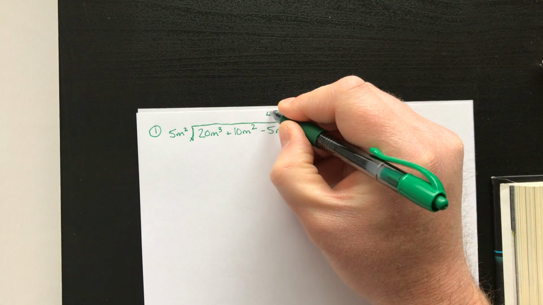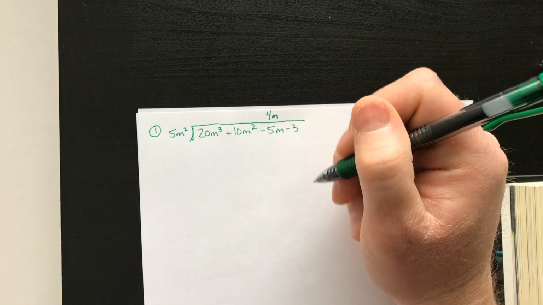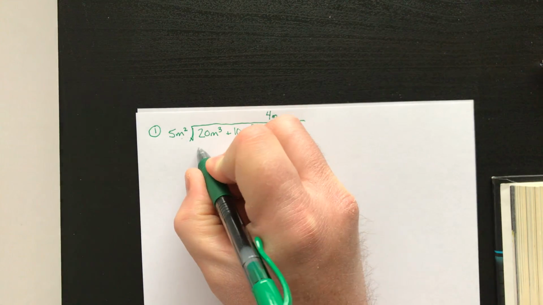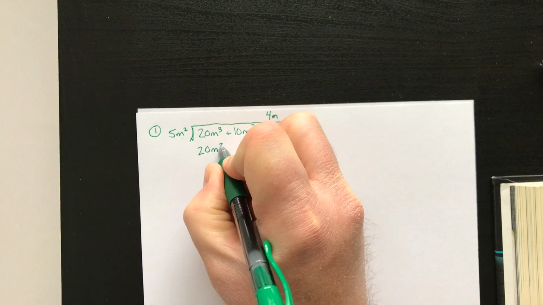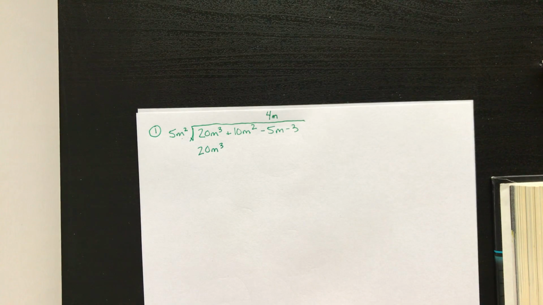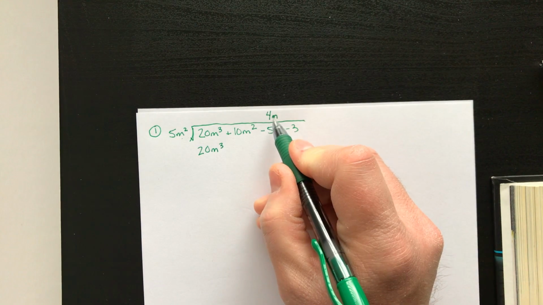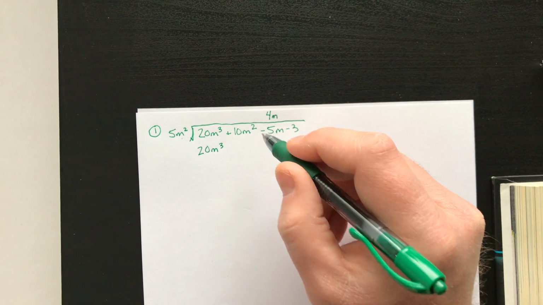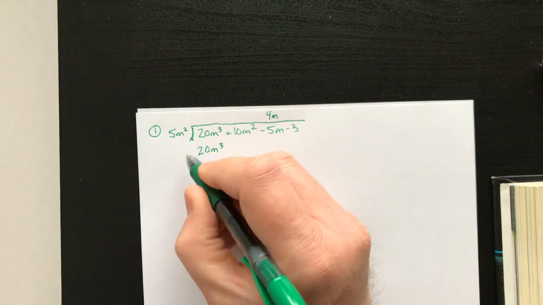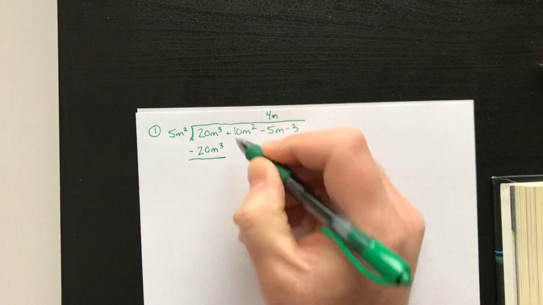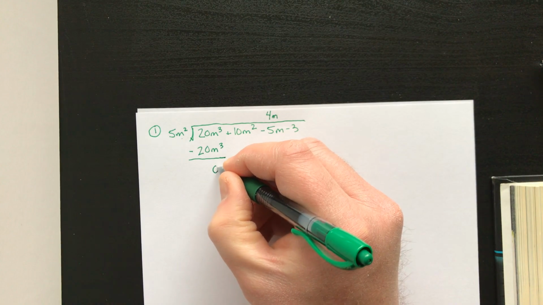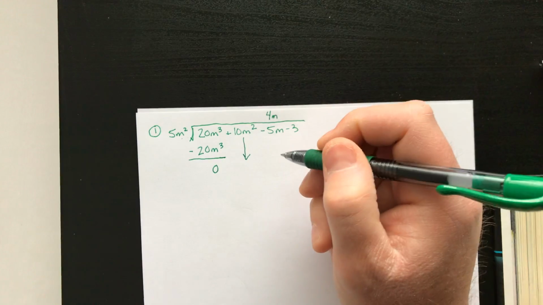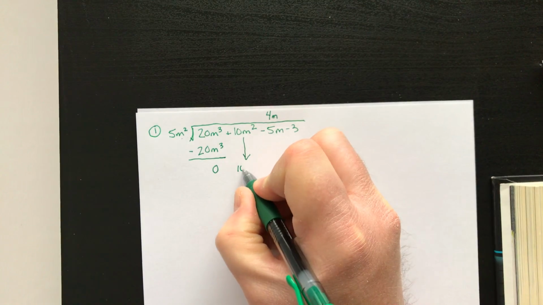So I'm going to write the 4m over here. 4m times 5m squared is 20m cubed, okay? And then what we have to do here, well, first we have to change our signs, all right? So this goes to 0, okay? That's what you want to have happen. And then you bring this down, okay, for 10m squared.